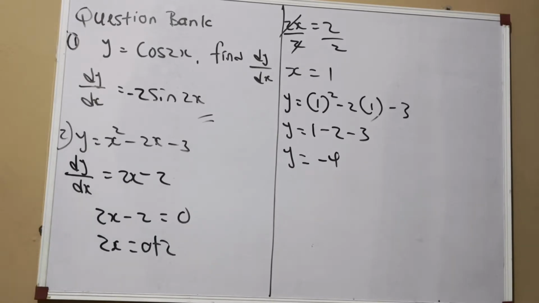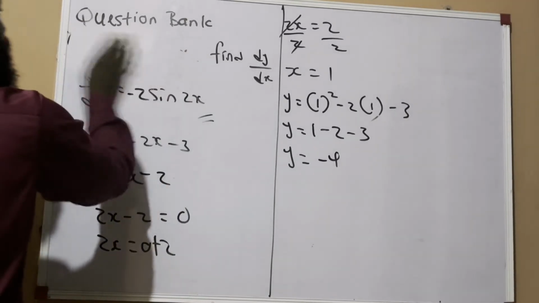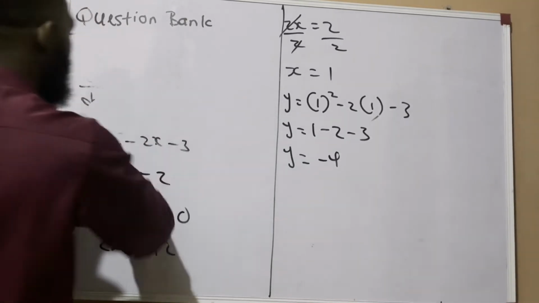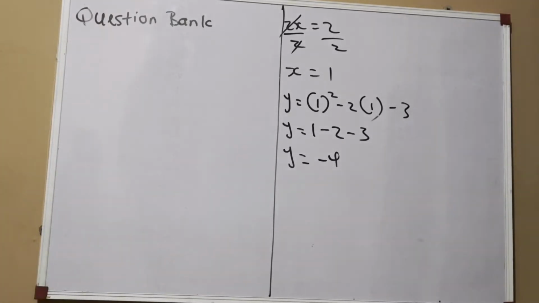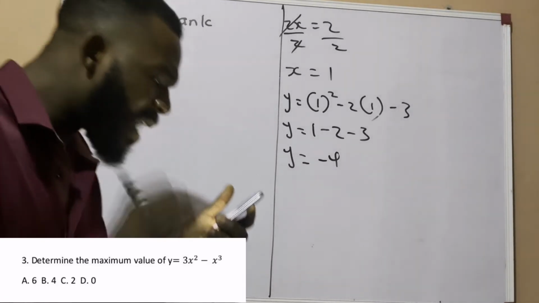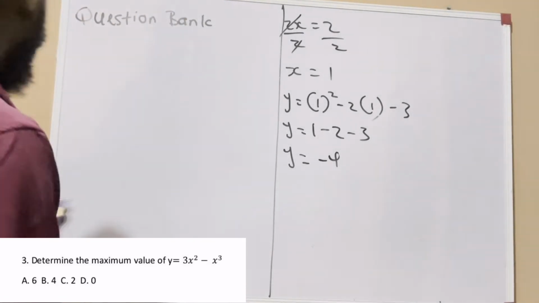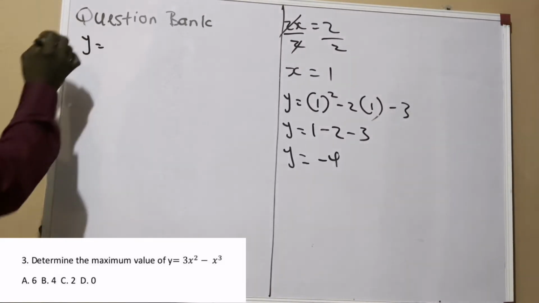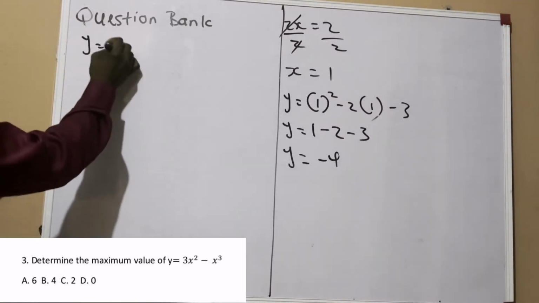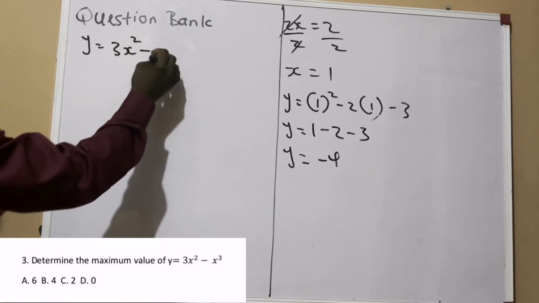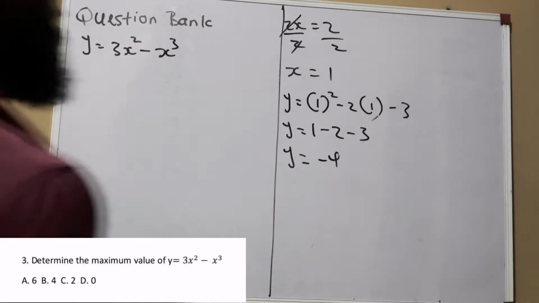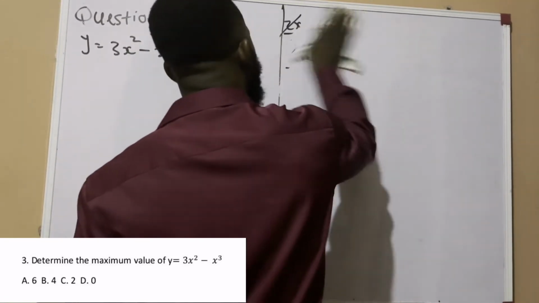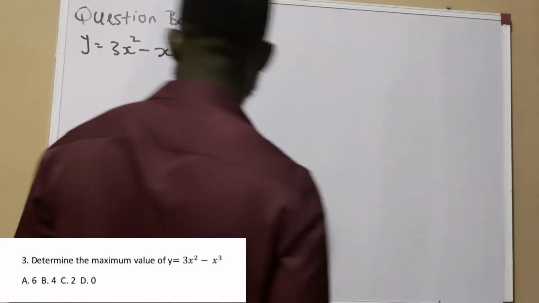Without wasting time, question number 3 says, determine the maximum value of y equals 3x raised to the power 2 minus x raised to the power 3. Let me be brief with this. I want you to understand something.